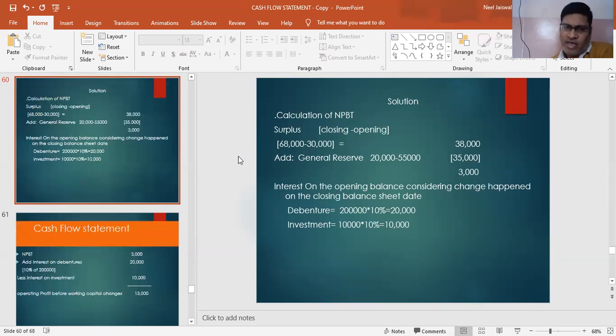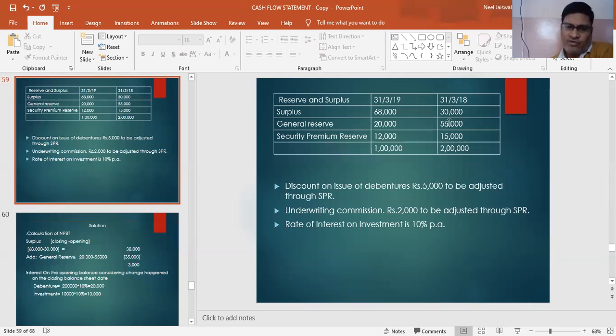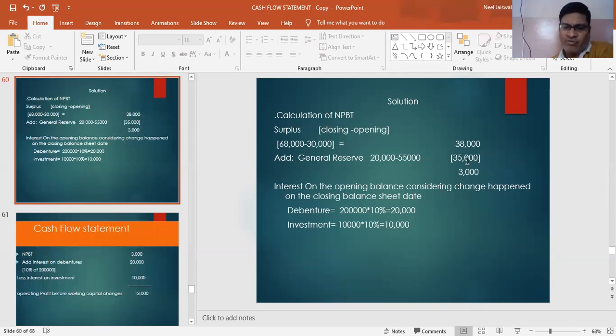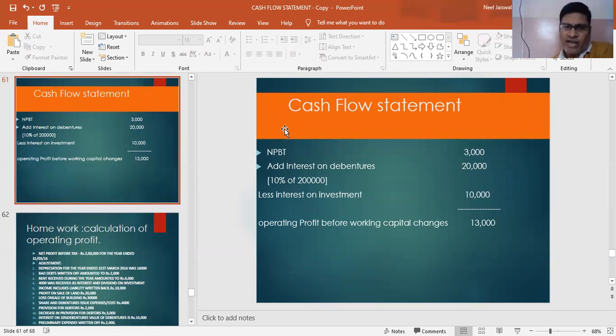And general reserve also we have to do. Opening was 55,000, closing is 20,000. So 20 minus 55, minus 35,000 general reserve. So that also needs to be subtracted. So 3,000 is coming as our NPBT, net profit before tax. So 3,000 we will write in our cash flow statement, NPBT 3,000.